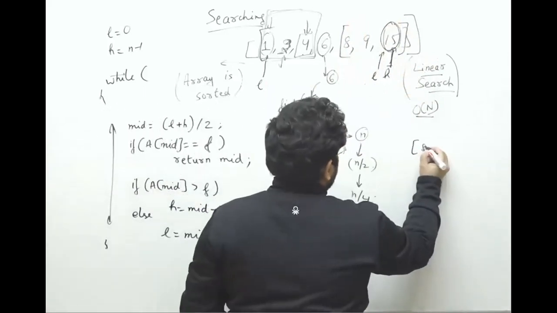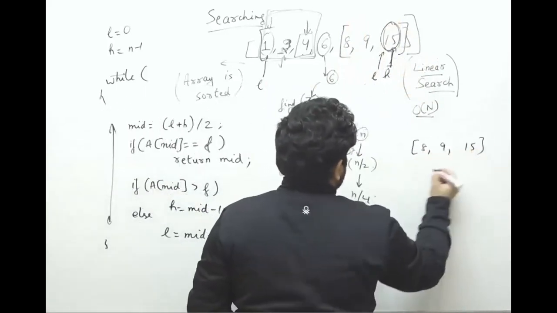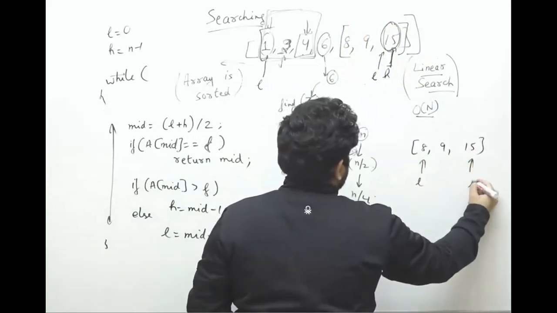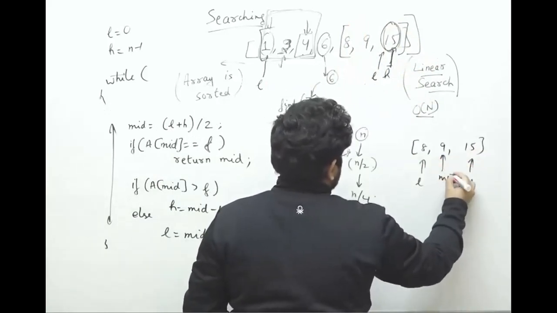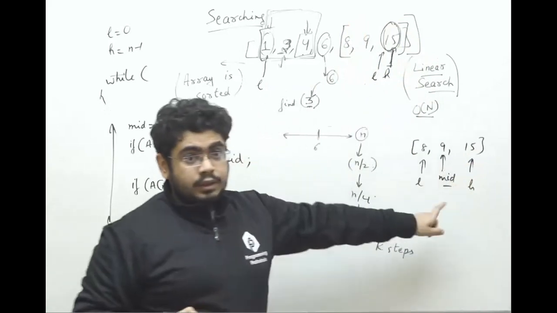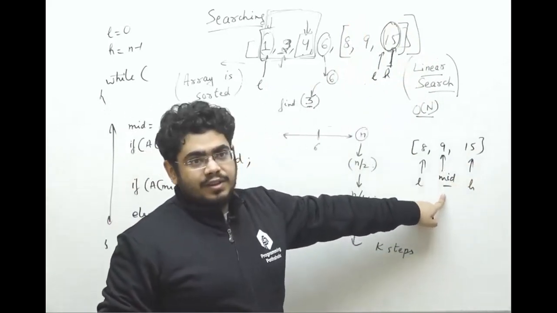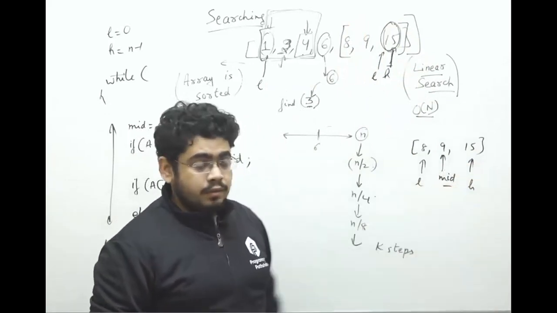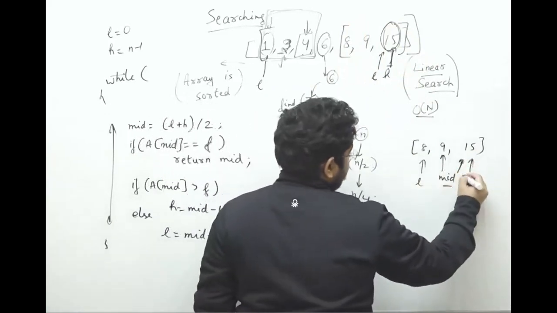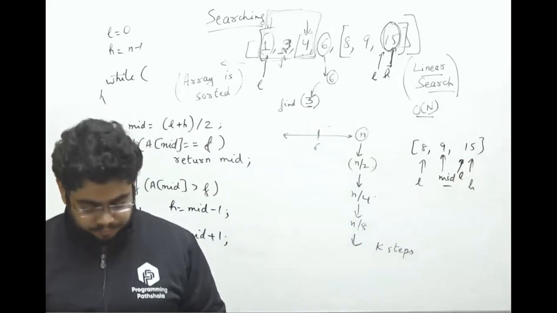So let's say we have 8, 9, 15. This was L, this was H, this was mid. Right? Let's say I was searching 15. So when I look at mid, I will say L will become mid plus 1. L also becomes this. Yes or no?